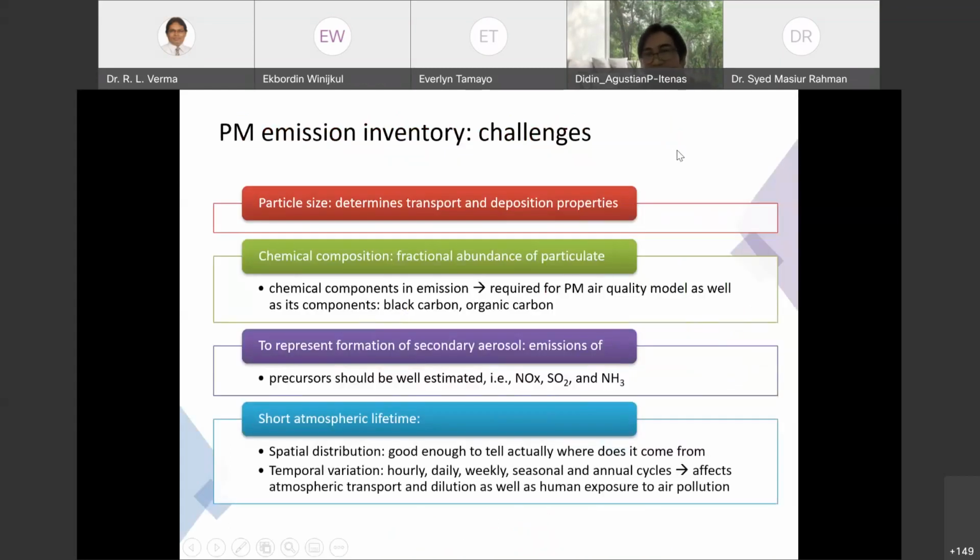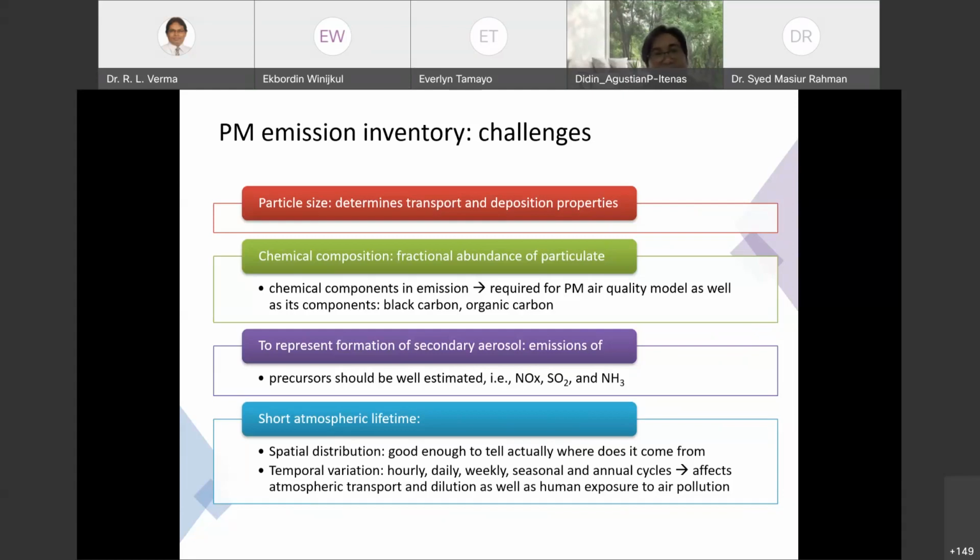But again, for the particulate matter emission inventory, we have several challenges. Of course, the first one is the particle size. It determines the transport and deposition properties. So that's why we really need to well resolve the size of particulate matter. It should be well defined between PM2.5, PM10, or whether it is TSP. Therefore, we need to select the right emission factors for that.